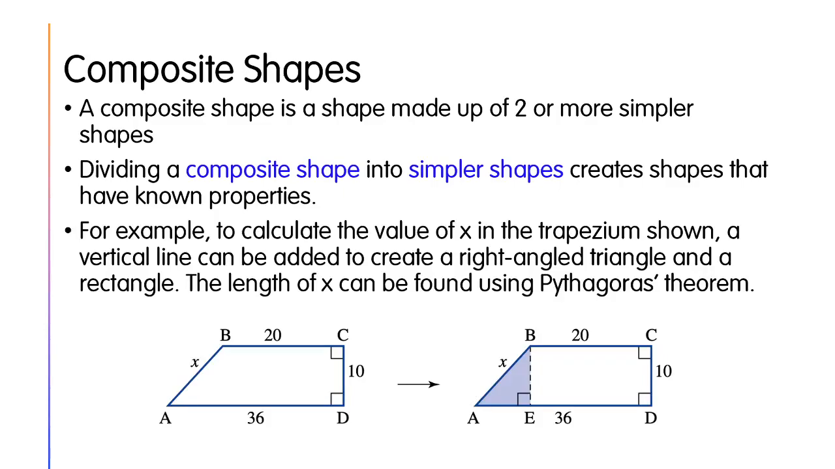So for example, if we wanted to work out what x was on this trapezium, we can draw a vertical line from B straight down and create this point here, E. And now we've got a triangle here, and we know that this side here has to be the same as this side here, which is 10. And this side here is the remainder from there up to here, which would be 16.